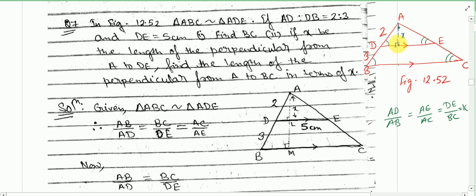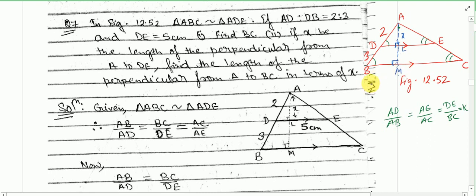So I'll just extend this line, and obviously this will be 90. Why? Because DE is parallel to BC. So here 90, here 90, corresponding angles. So 90 only, and this is a straight line. So they want you to find this length also. Let's say I denote this by M, this by L. Let us see how we will do this question.